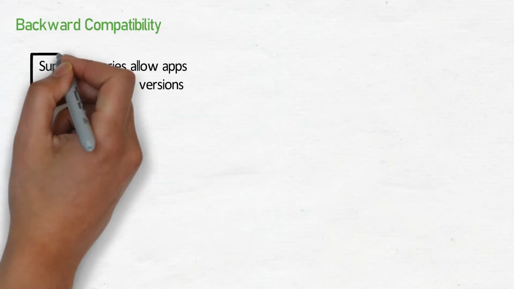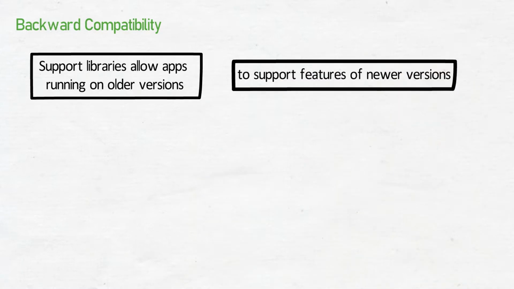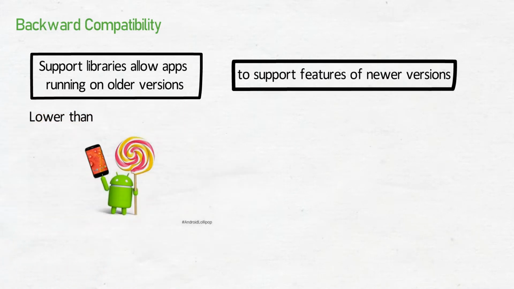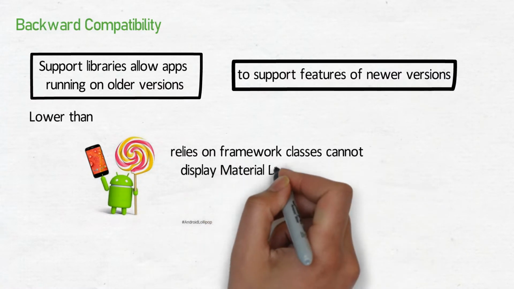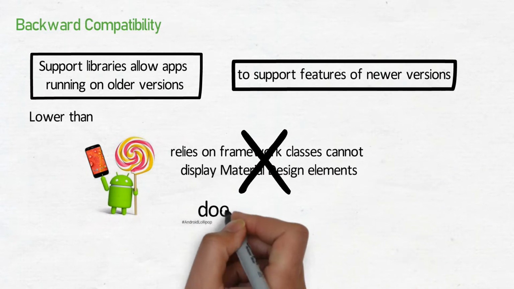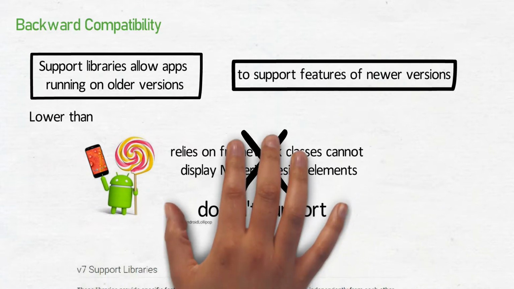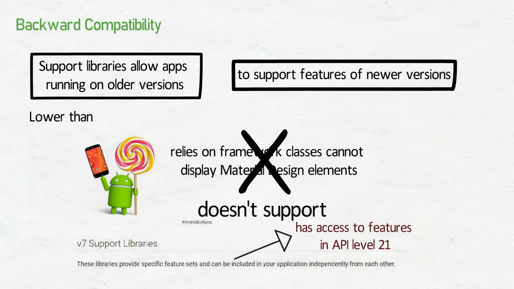Support libraries allow apps running on older versions of the Android platform to support features made available on newer versions of the platform. For example, an app running on a version of Android lower than 5, API level 21, that relies on framework classes cannot display material design elements, as that version of the Android framework doesn't support material design. However, if the app incorporates the V7 app compat library, the app has access to many of the features available in the API level 21, including support for material design. As a result, your app can deliver a more consistent experience across a broader range of platform versions.